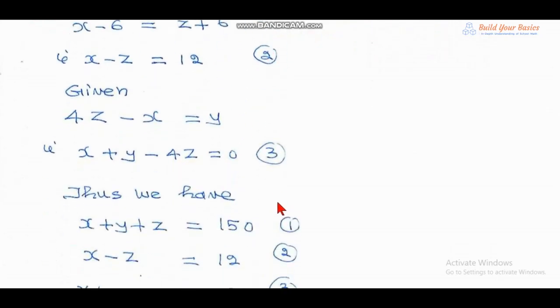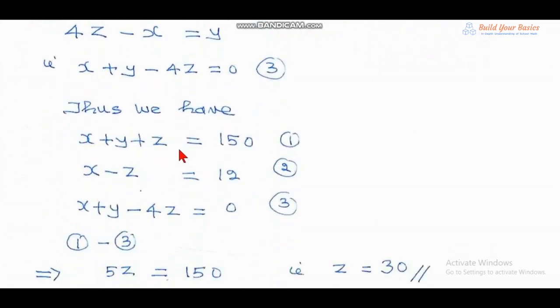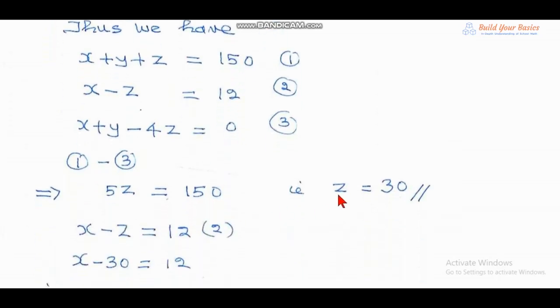Thus we have 3 equations. X plus Y plus Z equal to 150. X minus Z equal to 12. And X plus Y minus 4Z equal to 0. First equation minus third equation. X will get cancelled. Y will get cancelled. Z plus 4Z, that is 5Z equal to 150, because 150 minus Z. That means Z equal to 150 by 5, that is 30. So we have the value of Z.